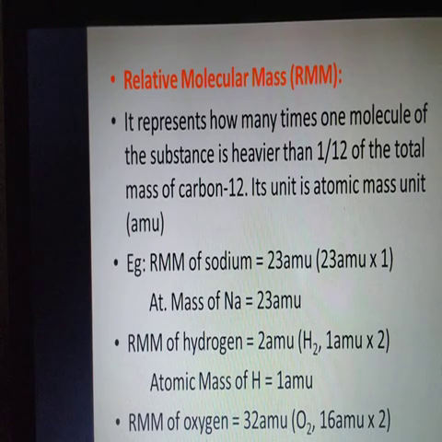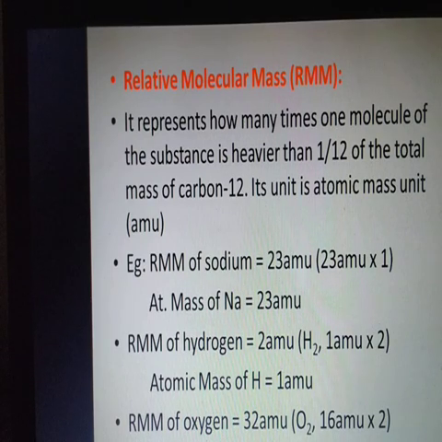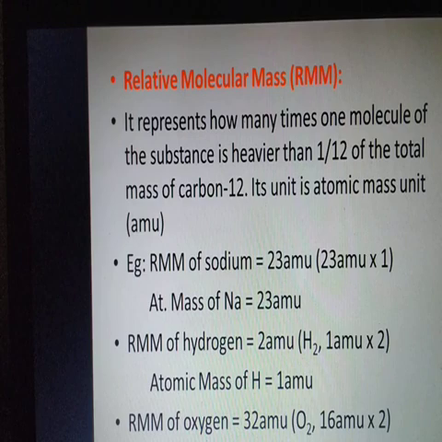Now, coming to the important section, the new part, relative molecular mass. What is relative molecular mass? Before understanding, you need to understand what relative atomic mass is. In the previous class, we discussed atomic numbers 1 to 20. It starts with hydrogen, helium, lithium, beryllium, boron, carbon, nitrogen, oxygen, fluorine, neon, sodium, magnesium, aluminium, silicon, phosphorus, sulfur, chlorine, argon, potassium, and calcium.